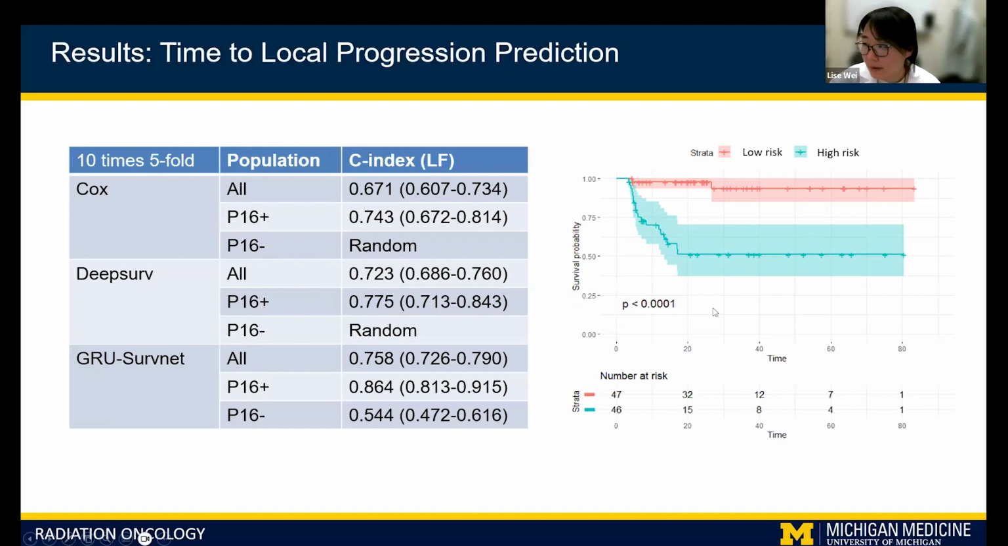On the right side is a Kaplan-Meier plot. This is using the median value of the predicted score. We were able to significantly stratify low and high risk patients, with the blue one being the high risk patients with very short local progression time.